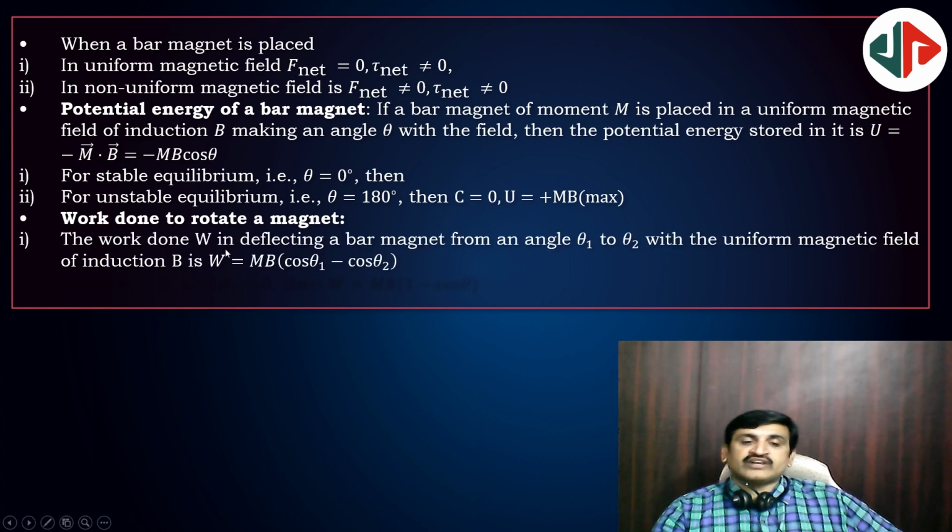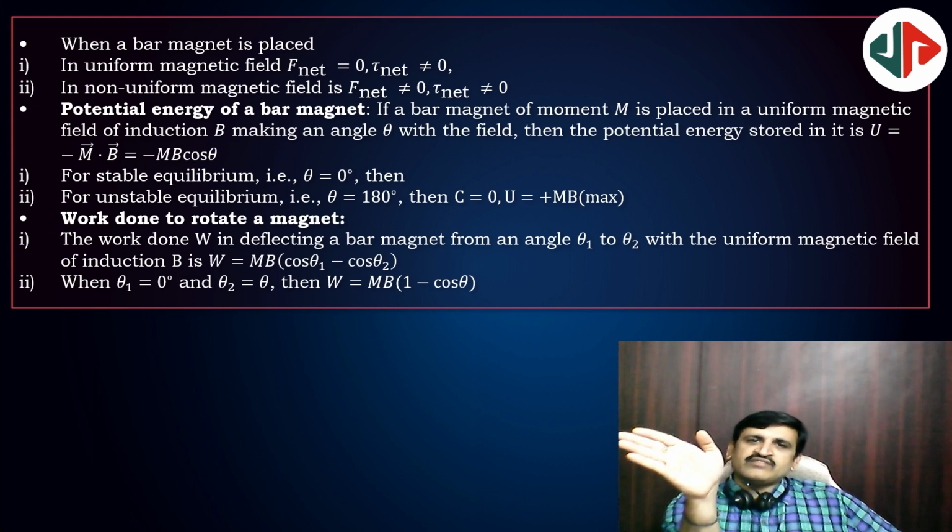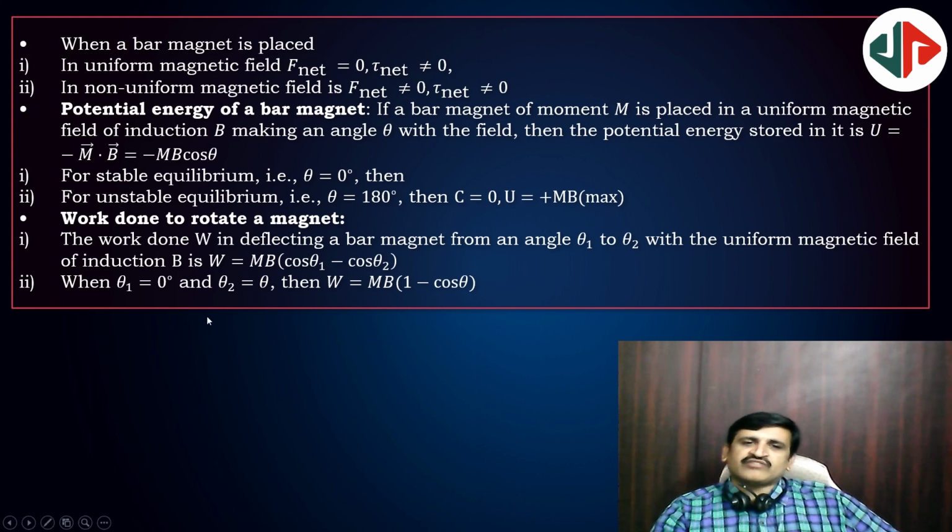Work done in rotating a magnet is W equal to mB of cos theta 1 minus cos theta 2. When a bar magnet in a magnetic field is rotated from theta 1 to theta 2, the work done is equal to mB of cos theta 1 minus cos theta 2. When theta 1 is 0 and theta 2 is theta, that means from the equilibrium position it is deflected through an angle theta, then the work done is mB of 1 minus cos theta.